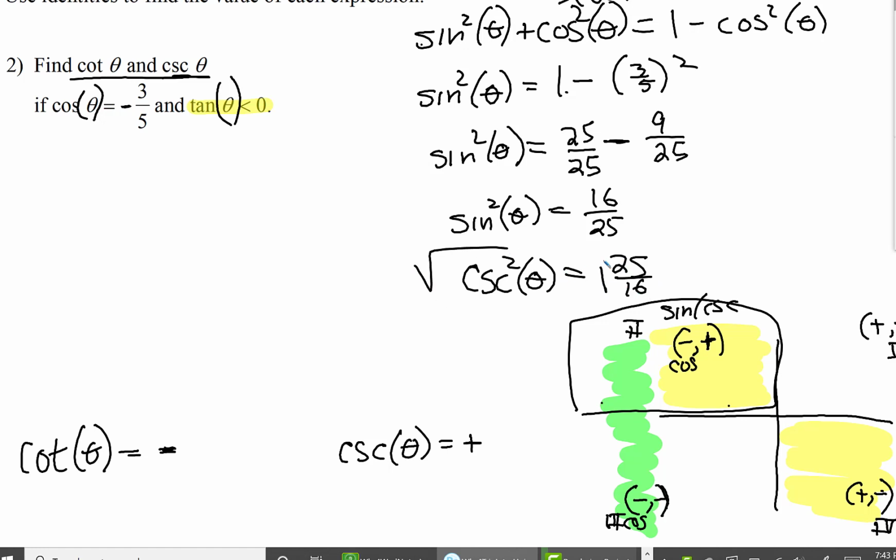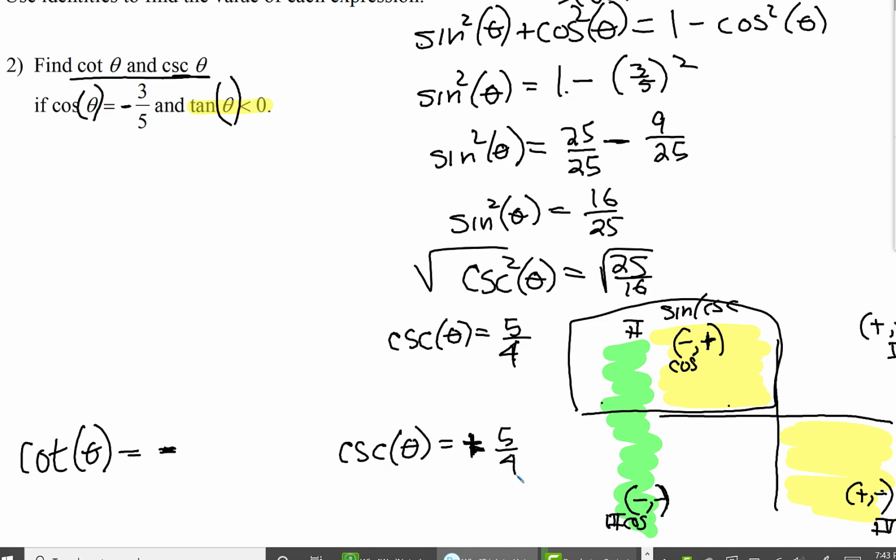And now when we take the square root of each side, remember there's a positive and negative version, we're going to take the positive version because cosecant's positive in the second quadrant. So cosecant theta, the positive square root of 25 is 5. The positive square root of 16 is 4. So cosecant theta is positive 5/4.